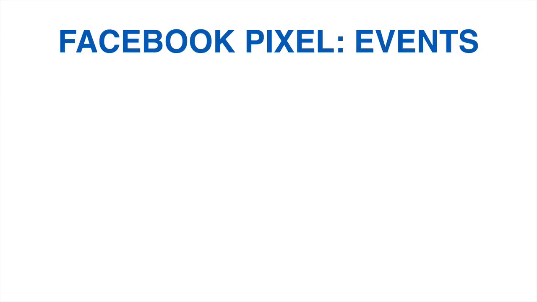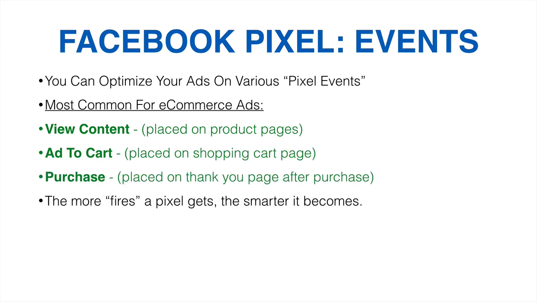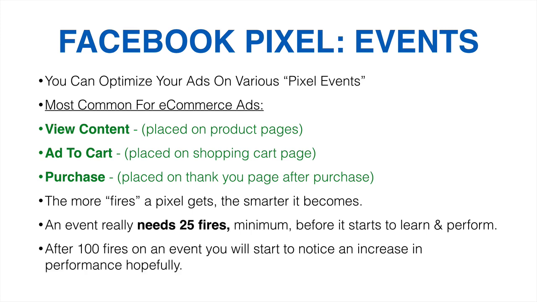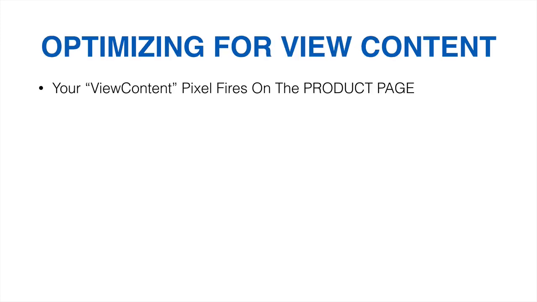So, as you know, you can optimize your ads on all of these events. I believe we just went over this in the last video. Now, the first event that we're going to start talking about optimizing off of is view content. So, your view content pixel, as previously stated, goes on your product pages. This is an event that happens when somebody just looks at a product.